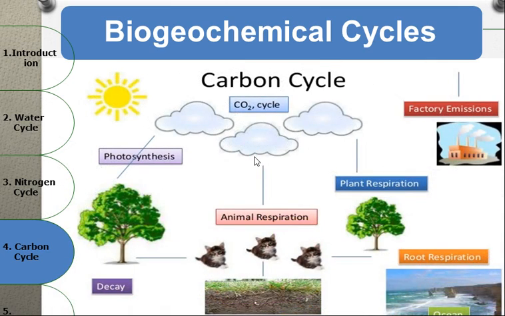This is another pictorial view showing carbon dioxide being trapped in the process of photosynthesis. This is the only way it is trapped, and all the other ways show its expulsion into the atmosphere, either through animal respiration, plant respiration, factory emission, or root respiration, and when it is eroded or present in the form of limestone.